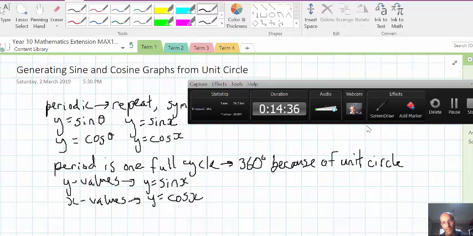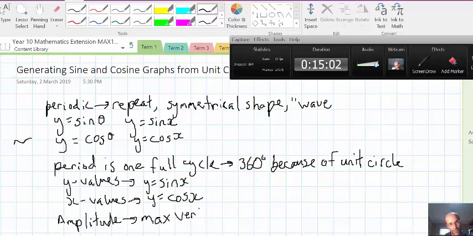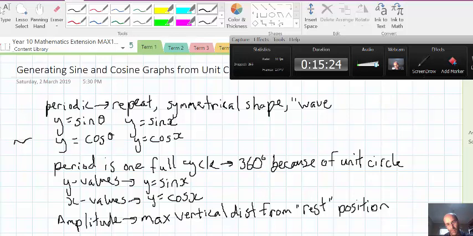So final lot of notes then. We've got amplitude is basically the maximum vertical distance from the rest position. Okay, so there's an introduction.